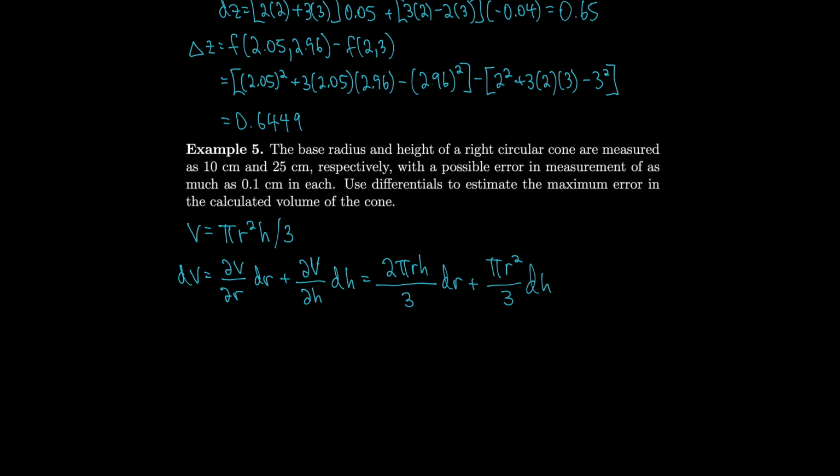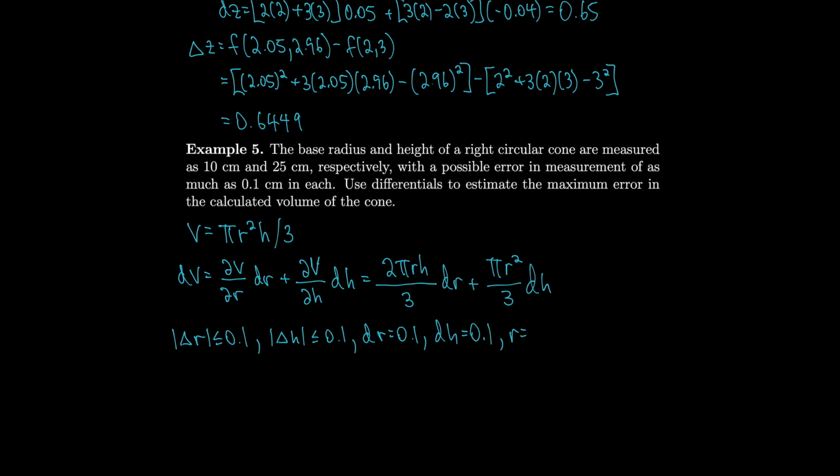So we'll take, let's see, our possible error measurement is at most 0.1 centimeters. So that means we've been given basically that the absolute value of delta r is less than or equal to 0.1, and the change in h is also less than or equal to 0.1. I'm taking the absolute values just in case either of these are negative. And we need to choose values for dr and dh, so let's set them equal to delta r and delta h. We'll take dr equal to 0.1. We'll take dh equal to 0.1.